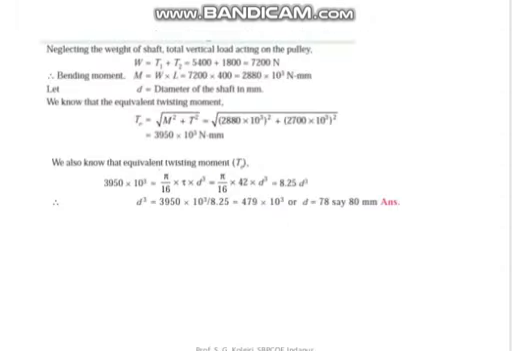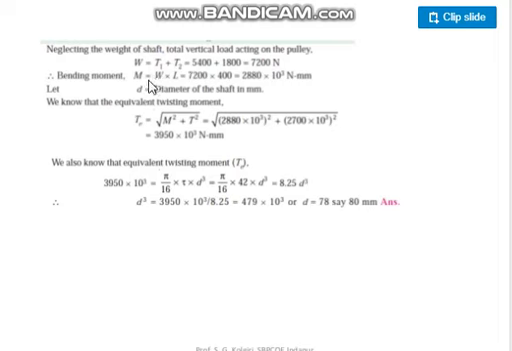So what you should do is, if the weight is given, you have to consider it. Now, anyway, the weight is not given, therefore we are considering only the tight side tension and slack side tension to be pulling down. So the total load acting at the pulley is 7200 newtons. And this is a cantilever sort of thing.